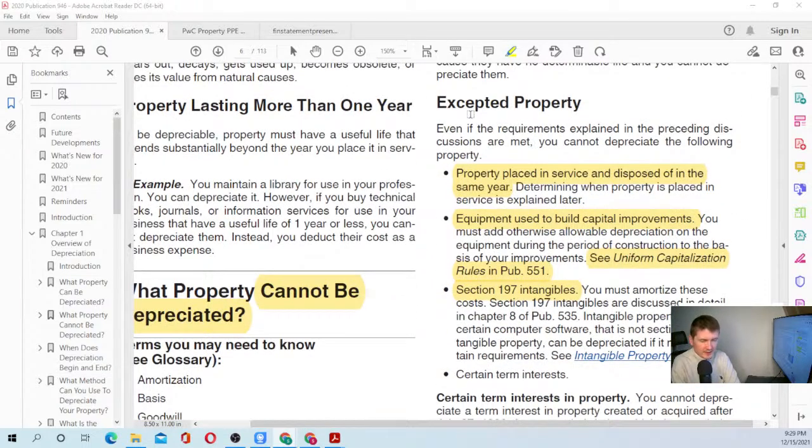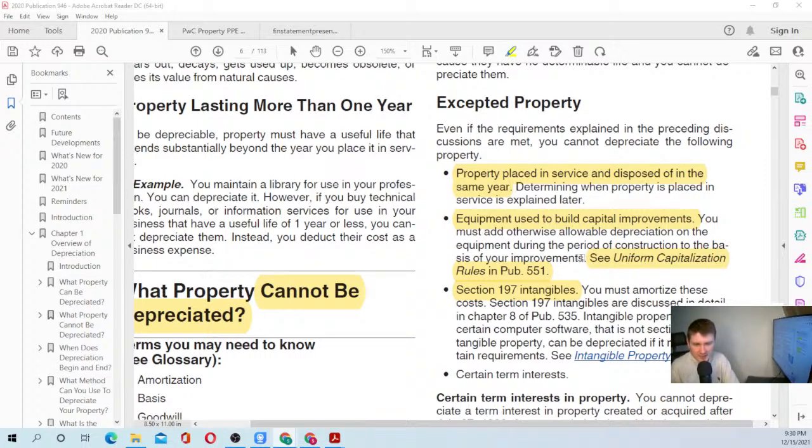Okay. And with the land, there are a couple more exceptions. Property placed in service and disposed of in the same year. So if you buy some property and sell it in the same tax year, you cannot depreciate that property. Equipment used to build capital improvements: you must add otherwise allowable depreciation on the equipment during the period of construction to the basis of your improvements.